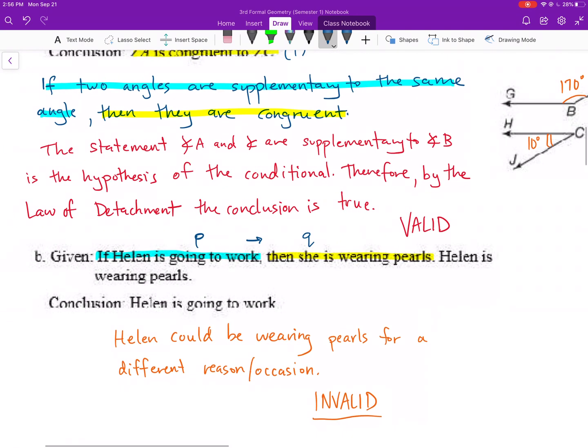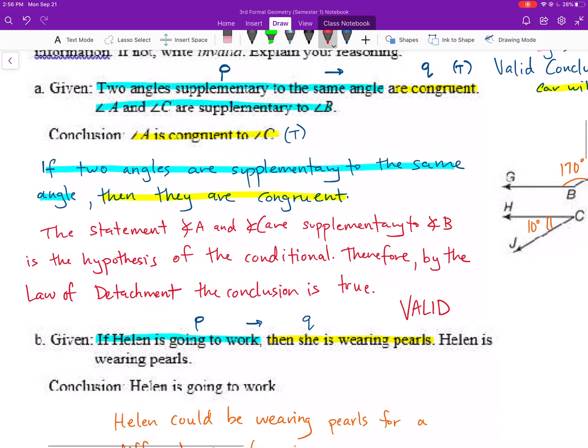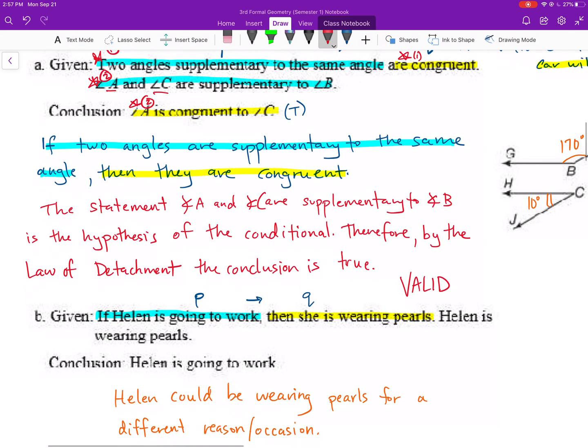The way that I write it out is I say if two angles are supplementary to the same angle, then they are congruent. The statement angle A and angle C are supplementary to angle B is the hypothesis of the conditional. Therefore, by the law of detachment, we see that the conclusion is true, and we say that this is valid. A good way to see it is if it maps exactly. My blue goes with my blue. The first one is vague or general, and the second one is specific using angle A and angle C. My first one just says congruent, and here, in the second one, I use those specific angles.